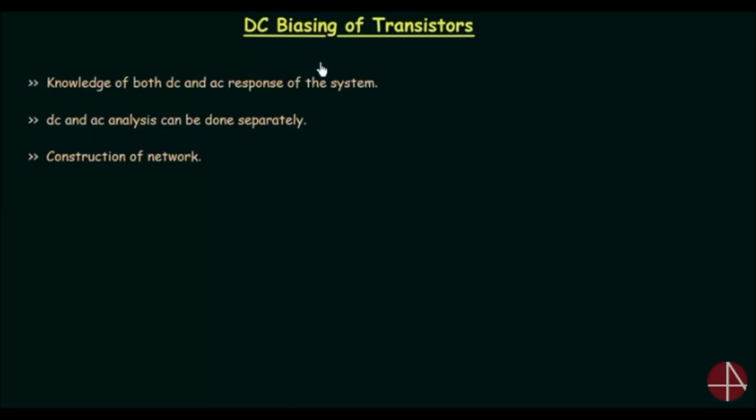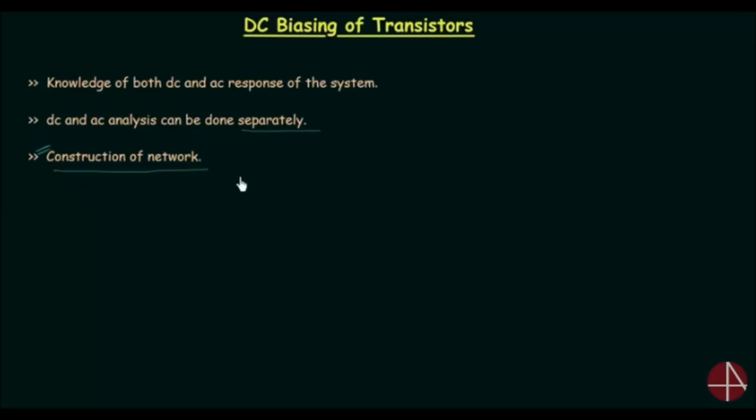In this lecture we will start biasing of transistors. The analysis of transistor as an amplifier requires the knowledge of both DC and AC response of the system. We can do DC and AC analysis of a transistor separately, but the parameters chosen in DC analysis will affect the AC response, and vice versa is also true. Once the desired DC current and voltage levels are defined, we can construct a network that will establish the desired operating point.